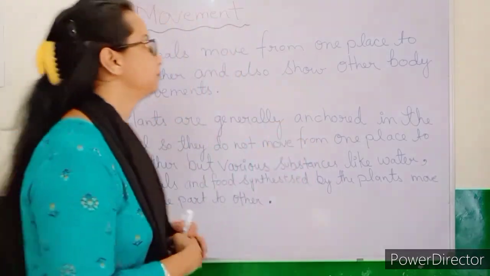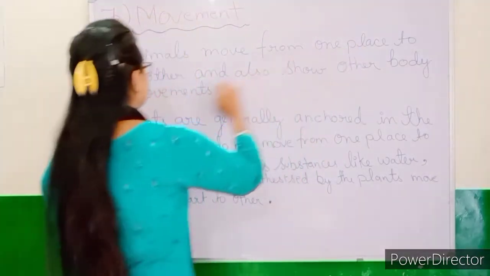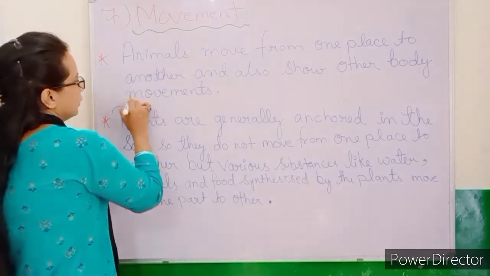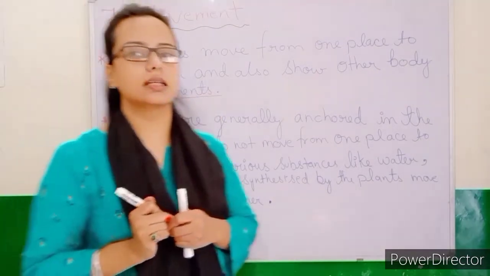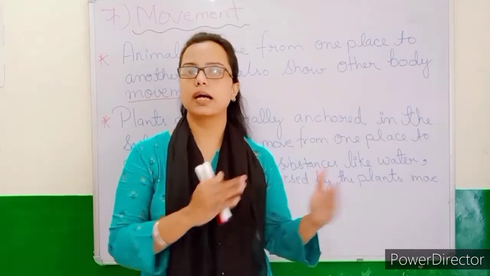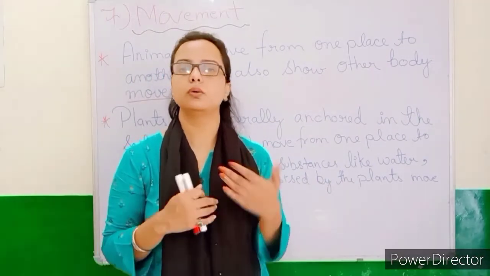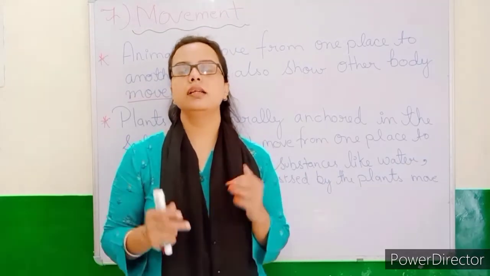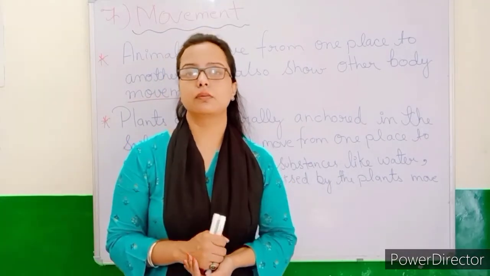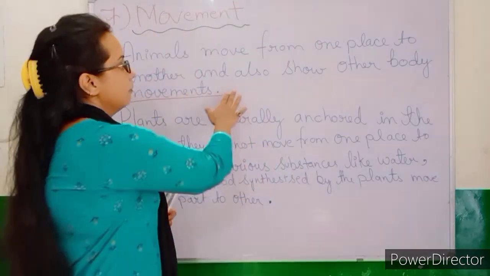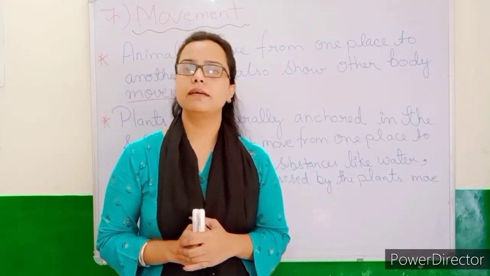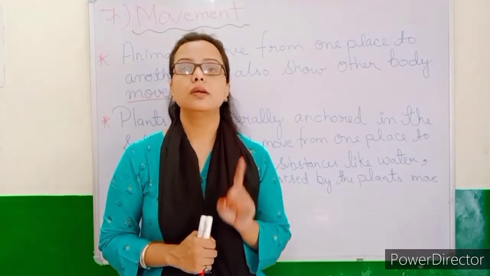Now in this, animals move from one place to another and also show other body movements. If we talk about living organisms, that is the animals, they generally show movement from one place to another. If they want to go from one place to another, उनकी जो पूरी body है, they show the movement. And humans also show some movement. Here if I am writing this, the movement is taking place. I am speaking, the movement is taking place. So all living organisms show movement, but not the non-living things.